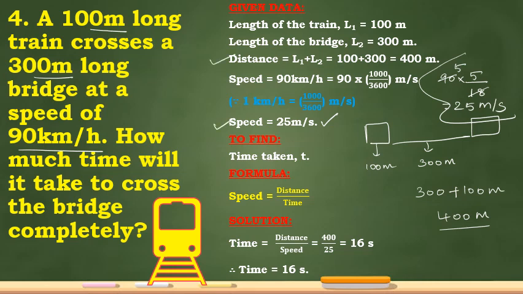You have the distance as 400 meters. So now it is easy to calculate using the formula speed is equal to distance by time. So you have 400 by 25. When you solve it, you will get 16 seconds. 5 5s are 25, 5 8s are 40, so 5 1s are 5, and 5 6s are 30. In this way you get the answer as 16 seconds.